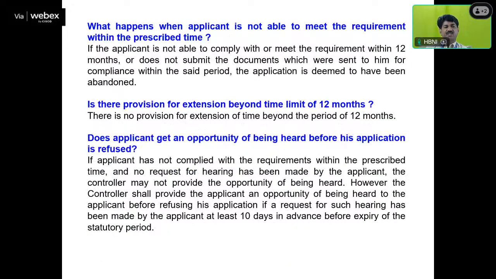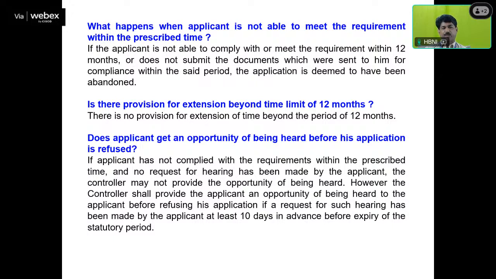So what happens when the applicant is not able to meet the requirement within the prescribed time? If the applicant is not able to comply with the requirement within the 12 months period, or does not submit the documents which were sent to him for compliance within the said period, that is the 1 year period, the application is deemed to have been abandoned. So within 12 months, or in that stipulated period, if it is not met, normally that patent application is abandoned. Is there provision for extension beyond the time limit of 12 months? There is no provision for extension of time period after this 12 months.